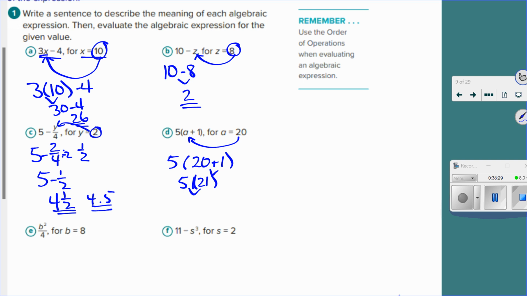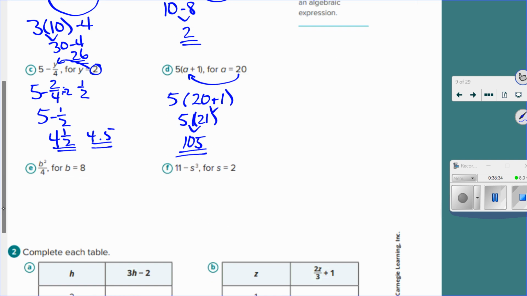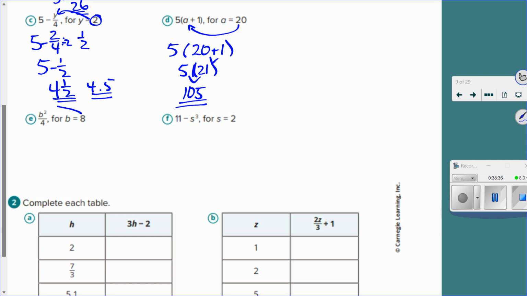On our last ones, again, I just substituted into the value, so that becomes 8 squared over 4. Don't forget that an exponent means actually 8 times 8, which equals 64. And then I'm going to do division, so I divide it by 4, and that becomes 16. And our last one, again, substitute the value in. 11 minus 2 to the 3rd power. Remember that again, the exponent means I'm multiplying it by itself that many times. So I'm doing 2 times 2 times 2. So that's the same as 11 minus 8, which is going to give me a value of 3.